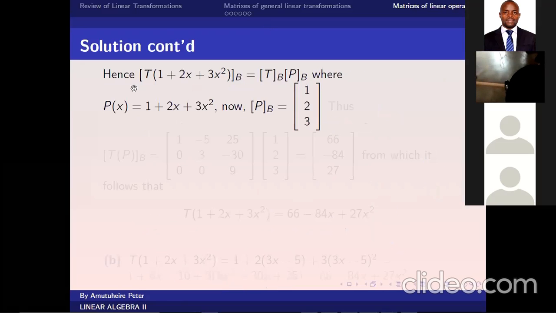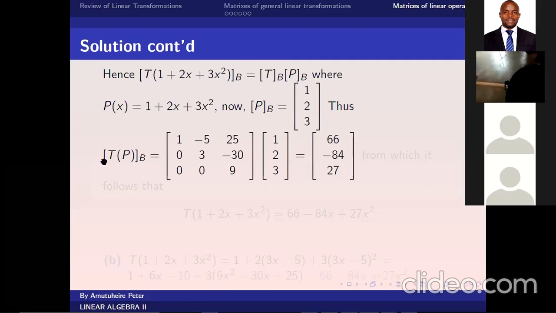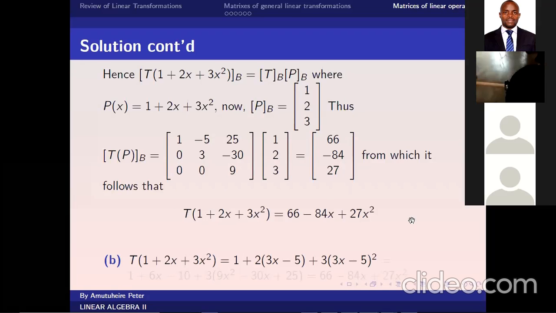Then it means that this one, the coordinate vector of T(p), is the same as this matrix of transformation times the coordinate vector of p. So p(x), this is the polynomial we want to get. Its coordinate vector relative to the basis is 1, 2, 3, which is that. And then when we multiply the matrix by that, we get this. So these are the coefficients of the polynomial, and so it gives us that.